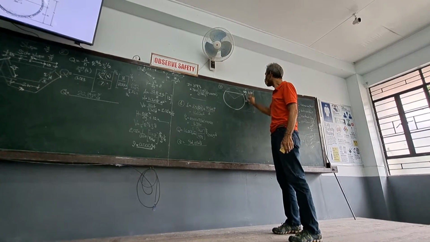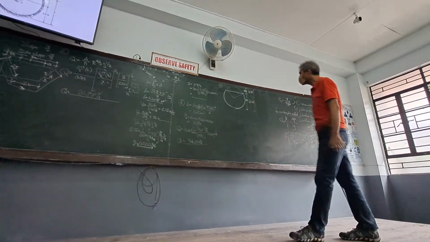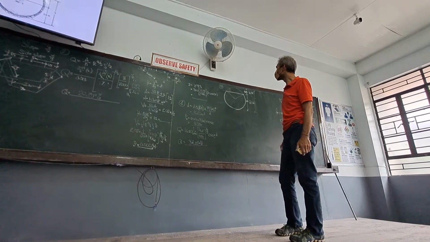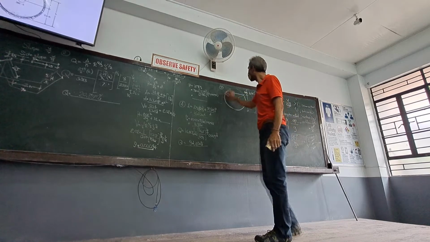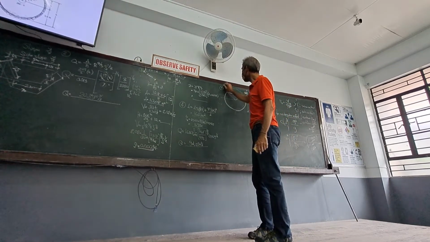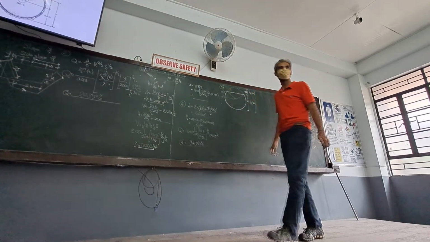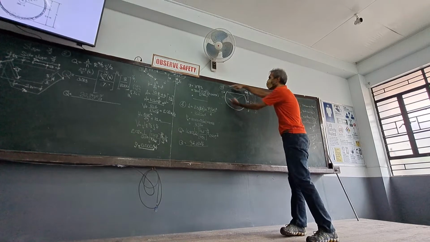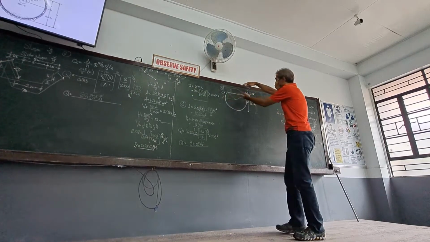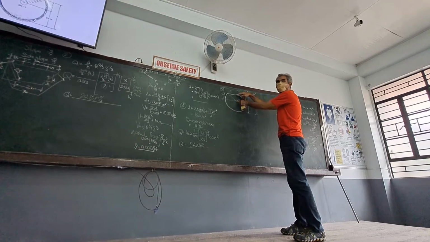So 1.05. The radius is 0.6, the diameter is 1.2, so 1.05 minus 0.6 gives 0.45.